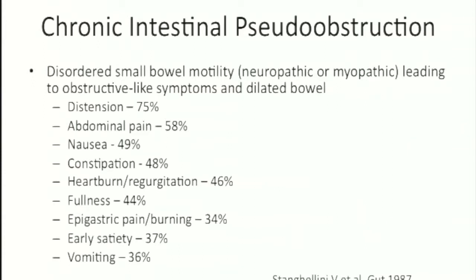So it looks just like a mechanical bowel obstruction where you have dilated bowels, a distended abdomen, abdominal pain, nausea, constipation, fullness, vomiting, all the symptoms that we normally see in patients with scar tissue causing a mechanical bowel obstruction, but there's not a true obstruction there. Thus the term pseudoobstruction. This is more of a motility problem.